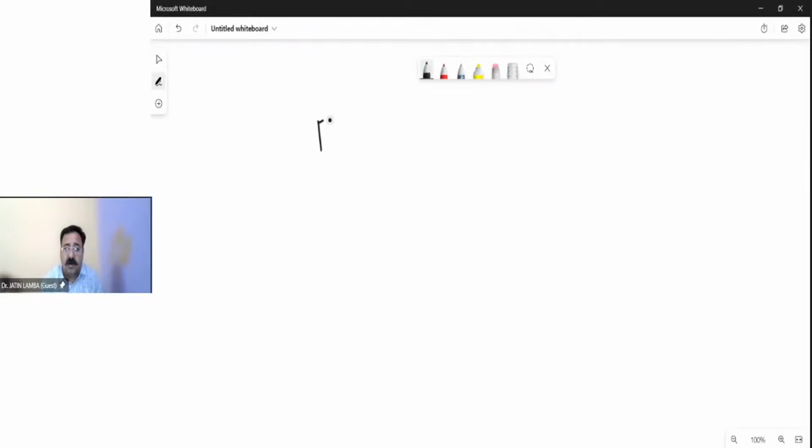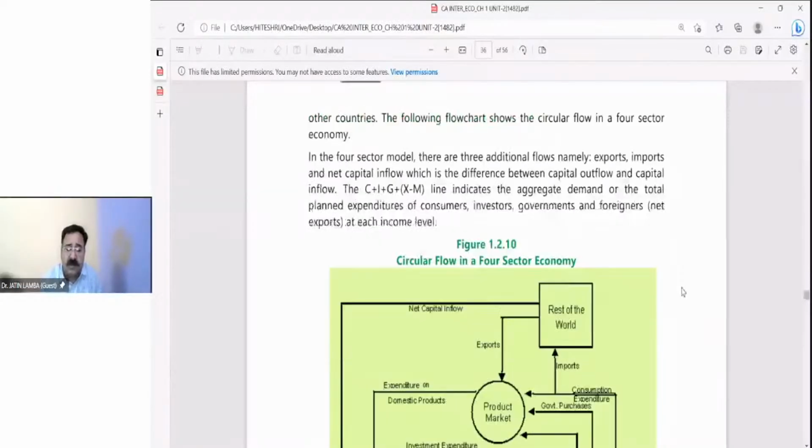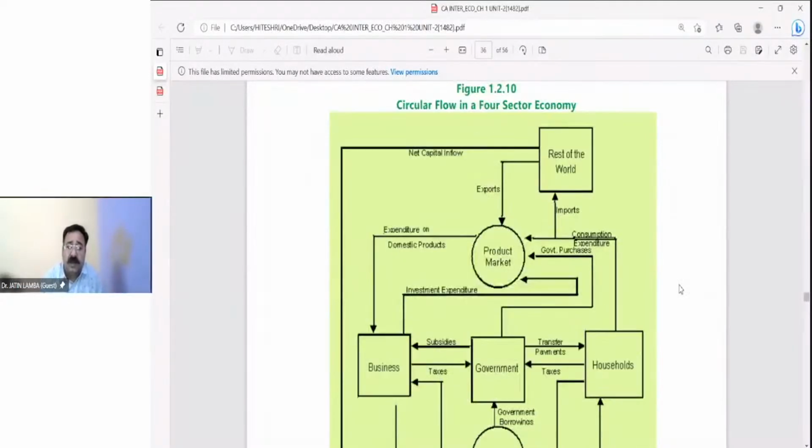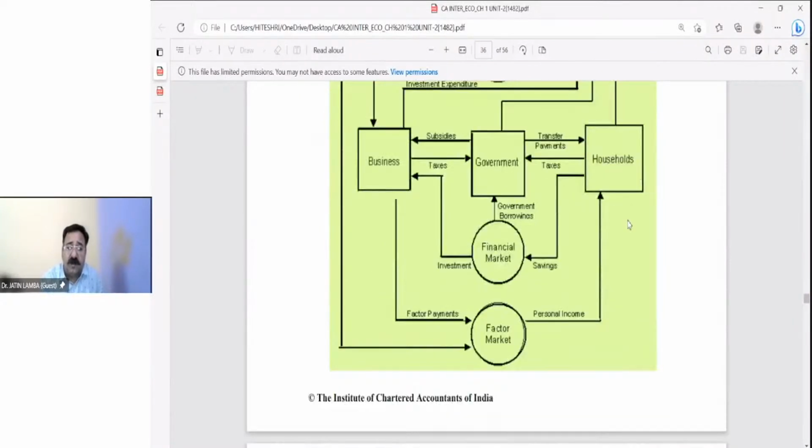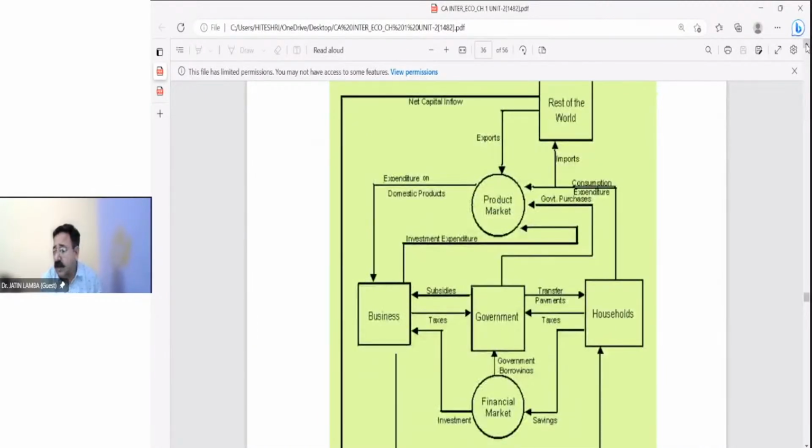In the four sector model, yes, Jaspreet, you are asking, sir, please explain the net capital inflow again. Yes, see here again, beta. What is the meaning of net capital inflow, sir? See, net capital inflow from the rest of the world to the factor market. What is the factor market, beta? Factor market means here labor, land, capital. All these things are covered.